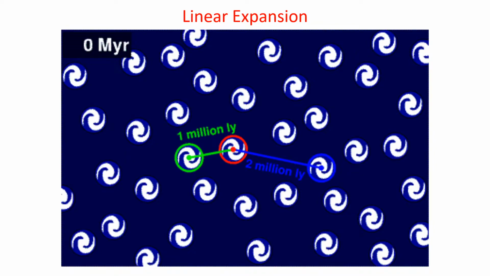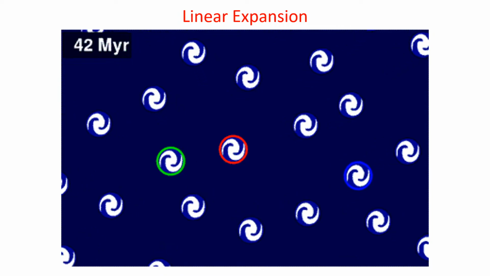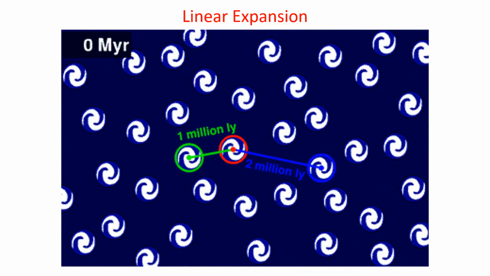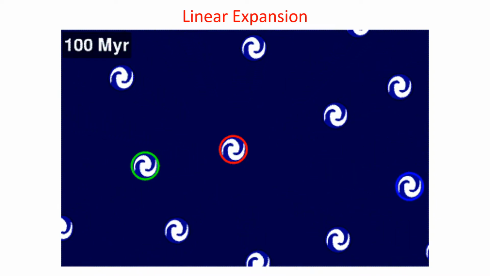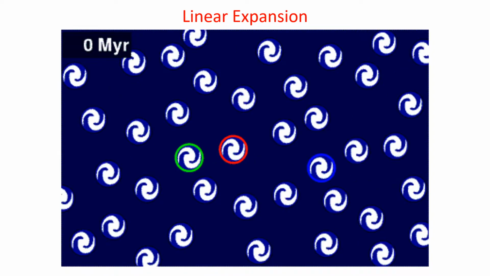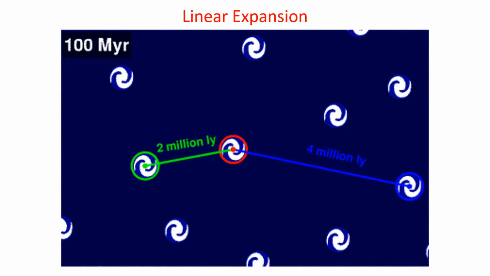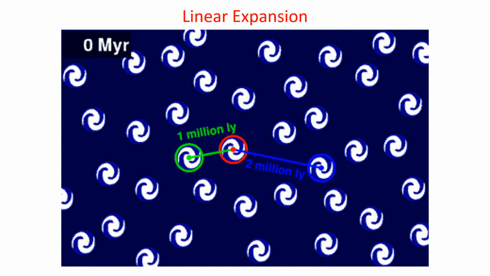Here's what linear expansion actually looks like in a two-dimensional analog. We'll mark out 2 or 3 galaxies here and see what happens over time. As the animation starts, these are the separations of these 3 galaxies from each other. As space expands in 2 dimensions linearly, the distance between the red and the green galaxy doubles, and the distance between the red and the blue galaxy doubles too. In other words, the nearby galaxy to the red galaxy is moving away from the blue one twice as fast as the other galaxy. So that is the Hubble Law.